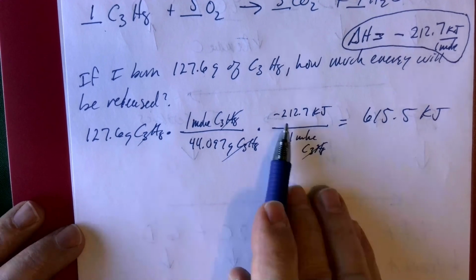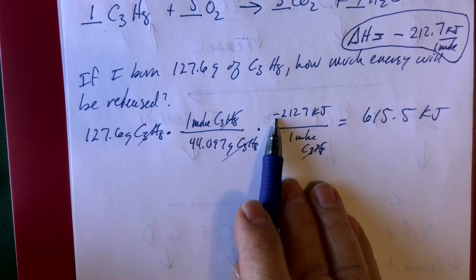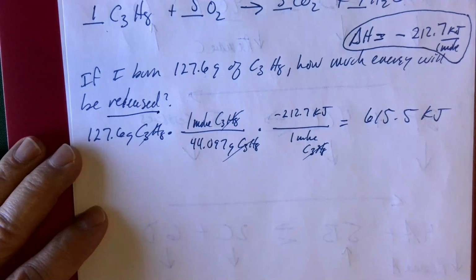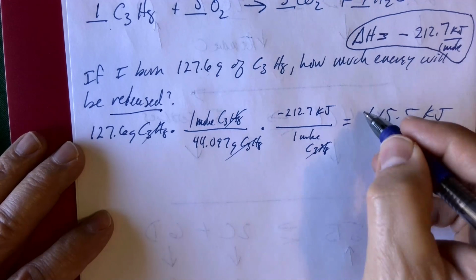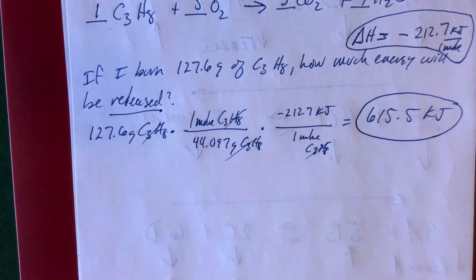Well, where did that negative go? Well, you can't have negative energy, right? I can't release negative energy. When they use the word released, when they use the word given off, when they use any words like that, they're already taking that negative into account, so you're absolutely correct. That will be a positive value.